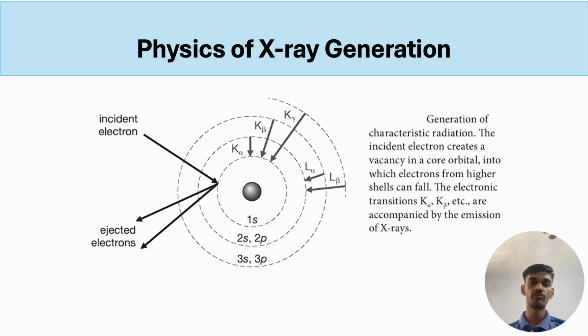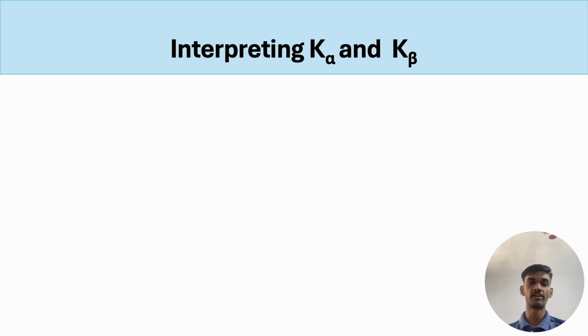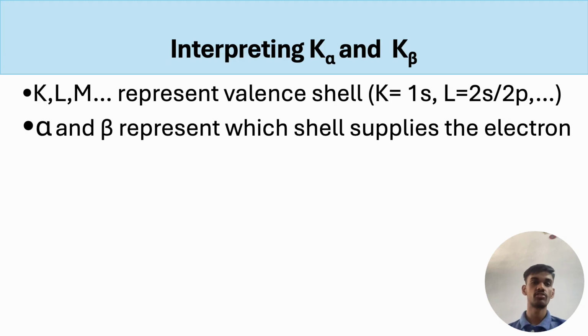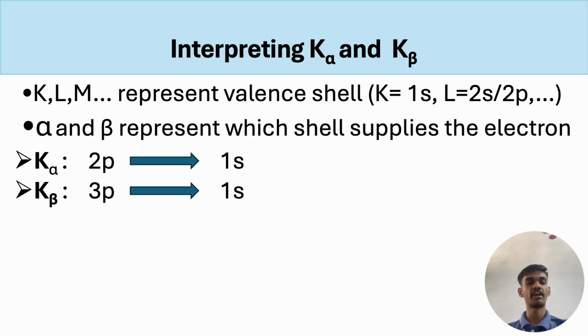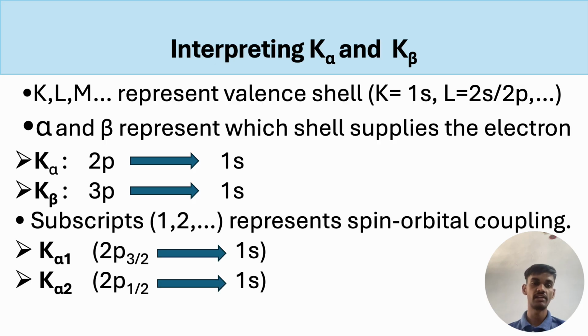Now we will understand what K alpha and K beta represent. So I will discuss the interpretation of K alpha and K beta. K, L, M represent shells: K represents the 1s shell, L represents the 2s 2p shell. Basically K represents the shell in which the principal quantum number is 1, L represents the shell in which the principal quantum number is 2. Alpha and beta represent which shell supplies the electron. K alpha means the electron is supplied from the 2p shell to the 1s shell. K beta means the electron is supplied from the 3p shell to the 1s shell.